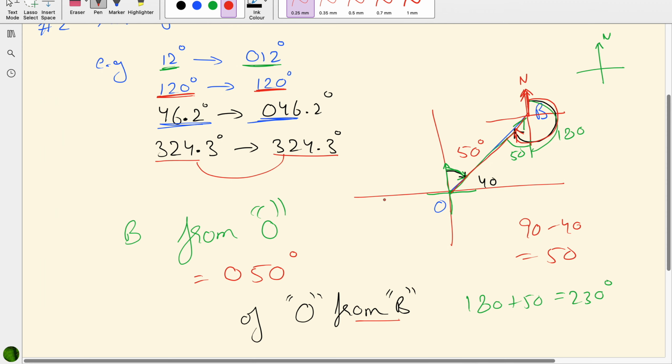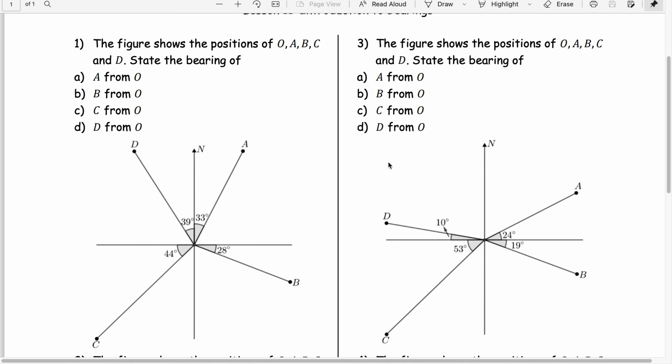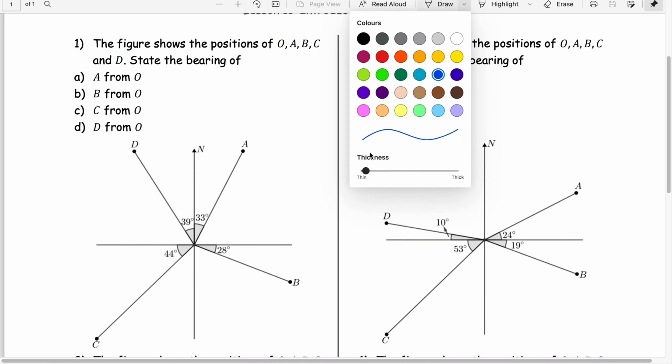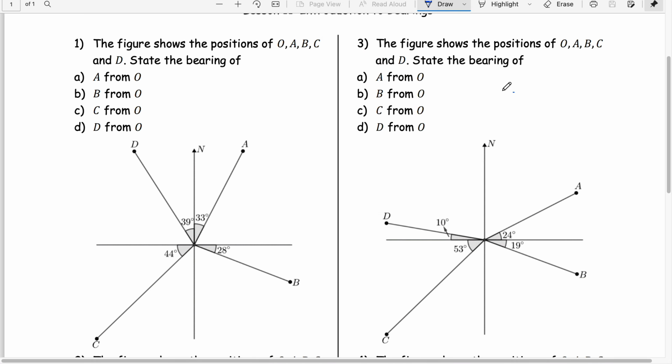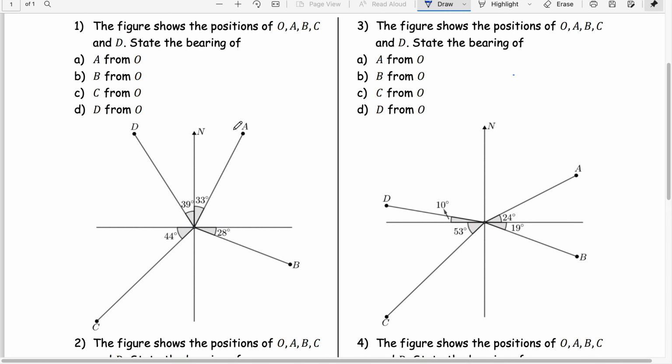Let's move on to some practice questions. Okay, look at these two questions. First, the figure shows the position of O, A, B, C. Now this is O at the center, A, B, C and D, and it says state the bearing of A from O. So all are from O. So bearing of A from O, we move clockwise in this direction, and that is 33. So I write 0, 3, 3 degrees.